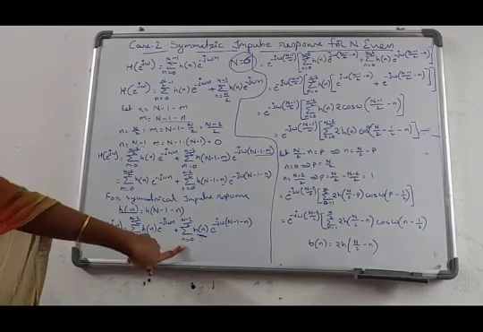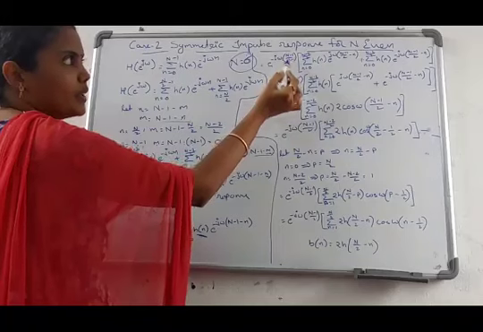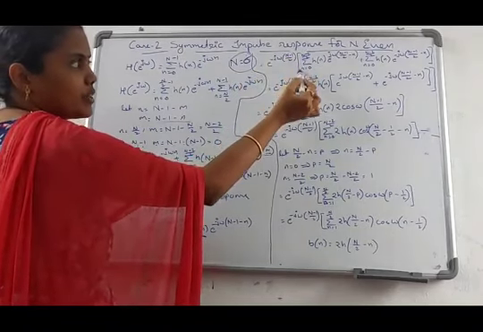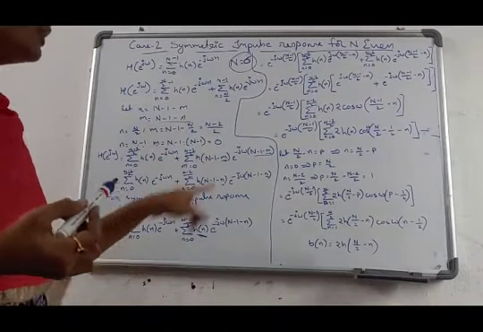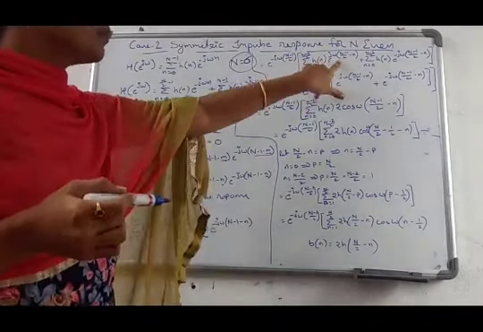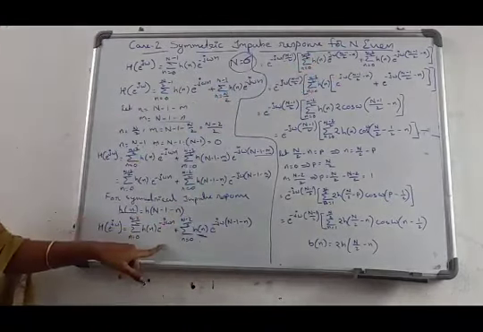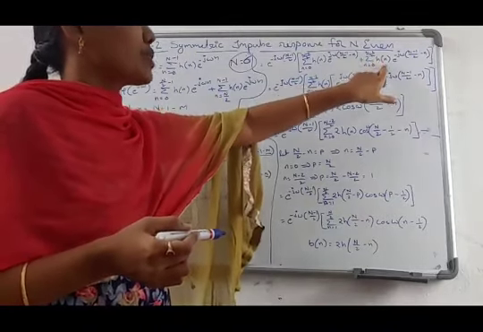In these two equations, e power minus j omega (N minus 1) is common. So you can get summation n is equal to 0 to N minus 1 h of n into this term. If you multiply these two, you are getting e power minus j omega n, plus summation n is equal to 0 to N minus 2 h of n.